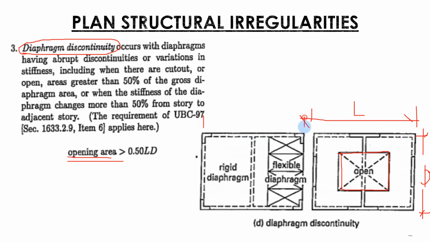Kani pod, so napog kay L dara, then napog kay L dara, then napog kay D dara.